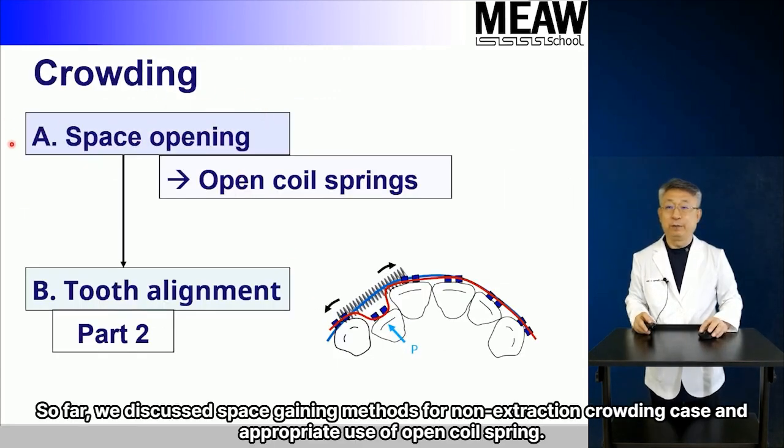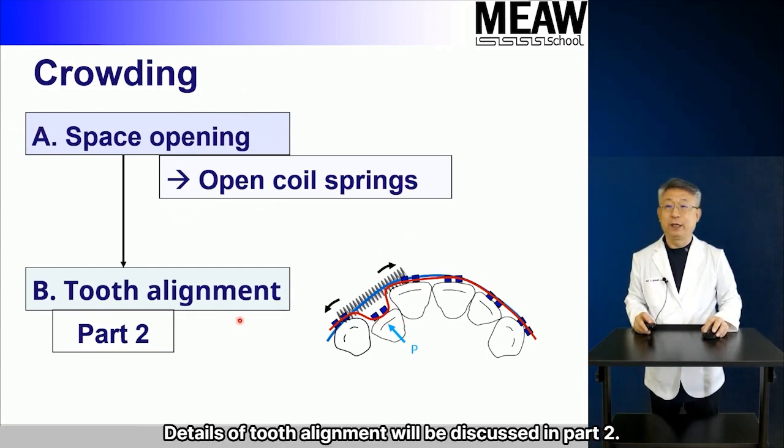So far, we discussed space-gaining methods for non-extraction crowding cases and appropriate use of open coil spring. Details of tooth alignment will be discussed in Part 2.